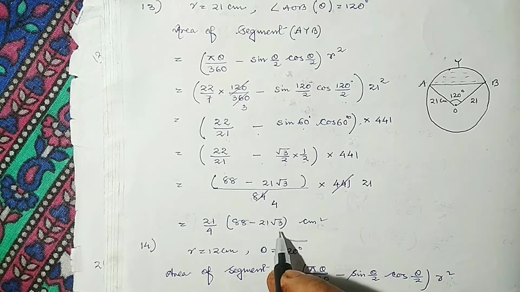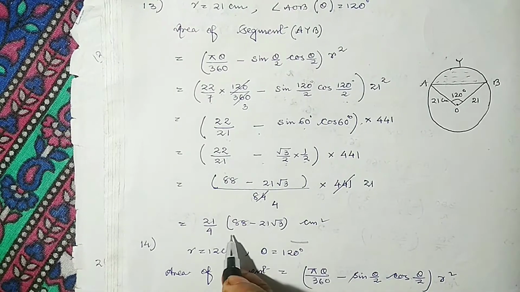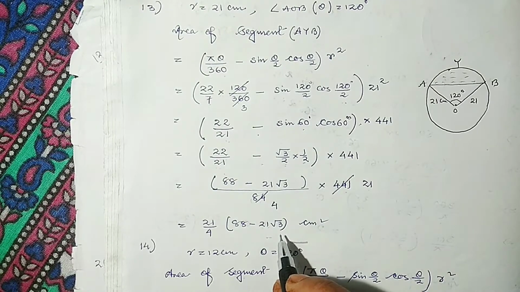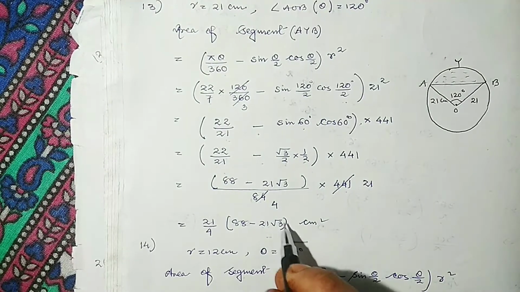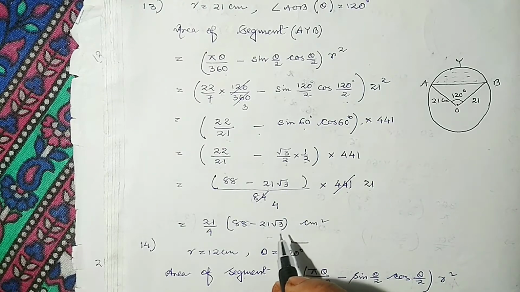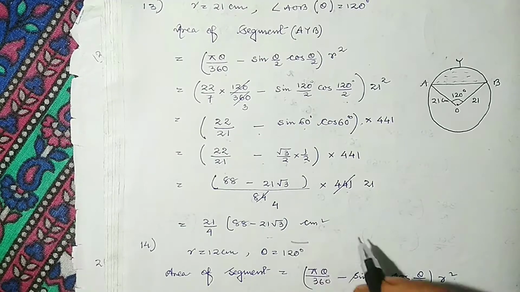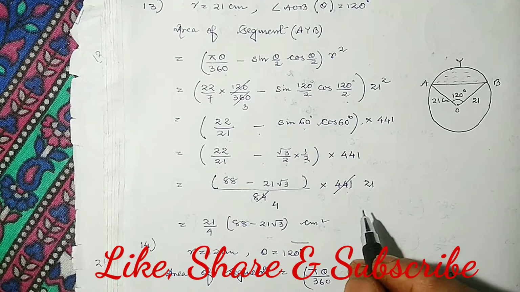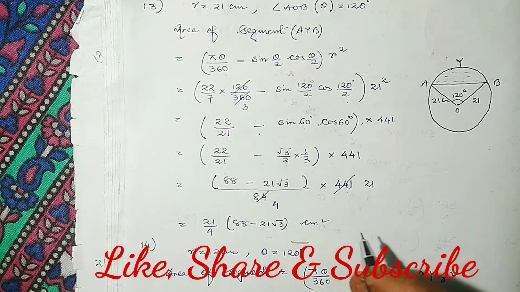As value of √3 is not given in the question, we can keep the answer up to this much. If value of √3 is provided in the question, then only you replace √3 by 1.73 or 1.732. Otherwise, you can keep the answer up to this much. I hope sum is clear. Let me explain the next sum, that is question number 14.